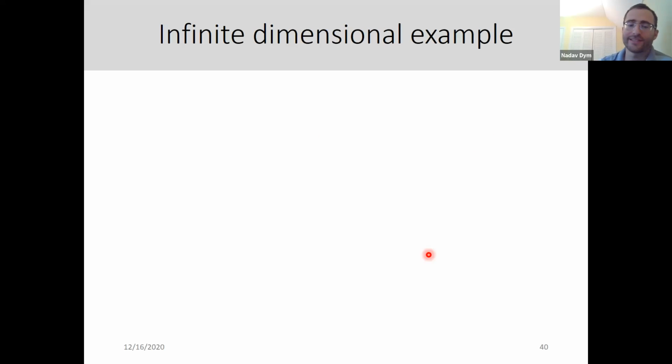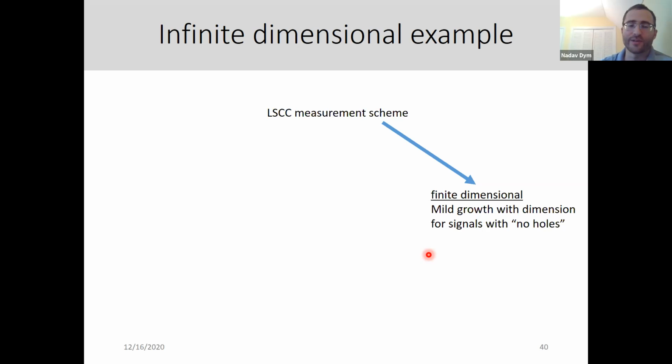Now, I'll say a little bit about an infinite dimensional example, right? As we said, the structure was we have some theorem about LSTC measurement schemes in general. In finite dimension, we showed that we have mild growth with the dimension, right? So we know for RD, it goes like D to the half, for CD, it goes like D. At the end of the day, we didn't escape the curse of dimensionality completely, because even after we assume that the signals don't have holes, so that every segment of length A has something inside, still the stability does grow with the dimension, but it doesn't grow exponentially, it grows linearly or even less than linearly, so it's a little bit better.